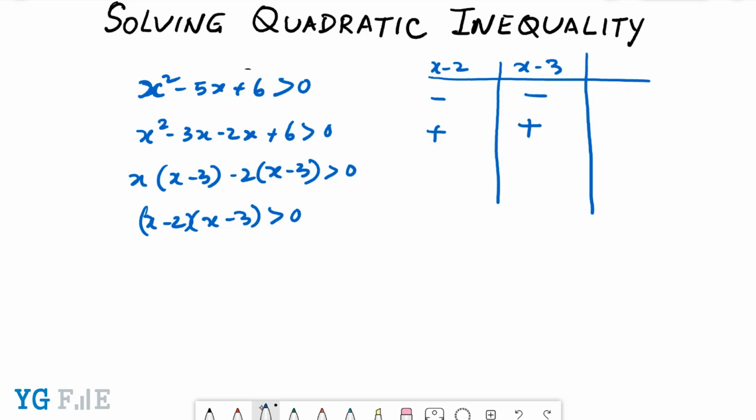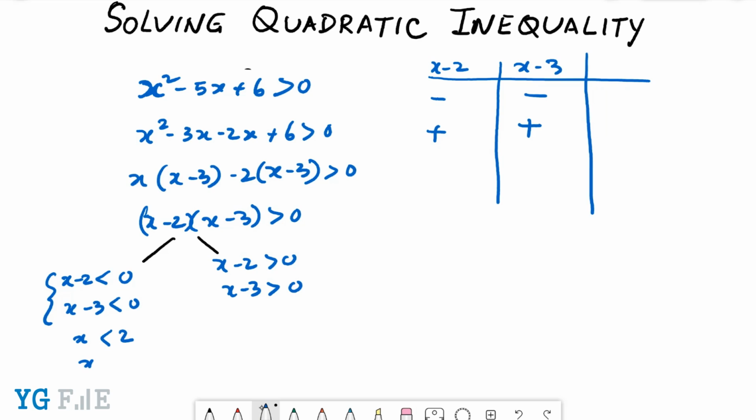So we will end up with two cases. We take the first case where both are negative. When both are negative, x minus 2 is less than 0 and x minus 3 is less than 0, and we will get a positive quantity. So we will be solving this pair of inequalities. The second one is when both are positive: x minus 2 is greater than 0 and x minus 3 is greater than 0. Solving the first pair, we get x less than 2 and x less than 3.